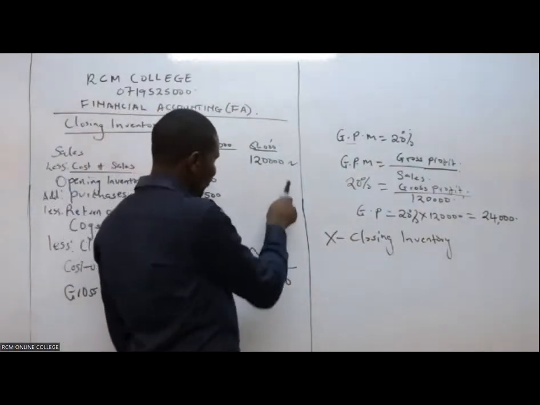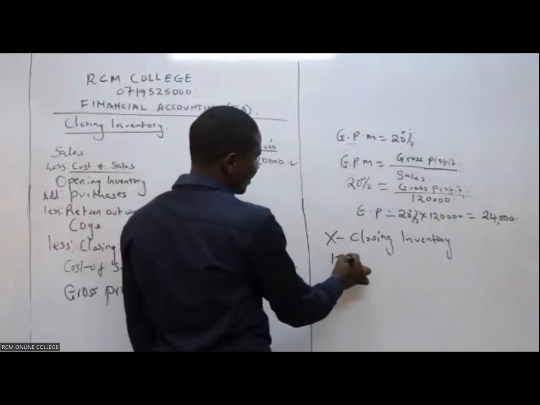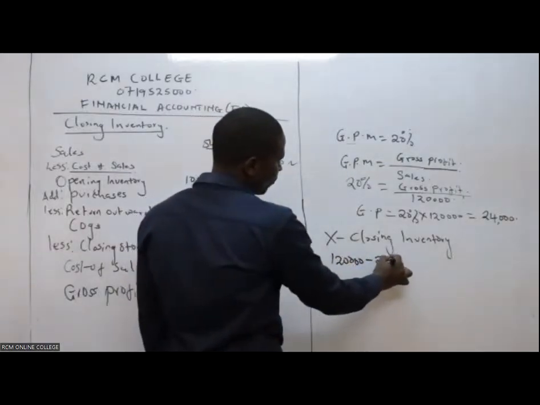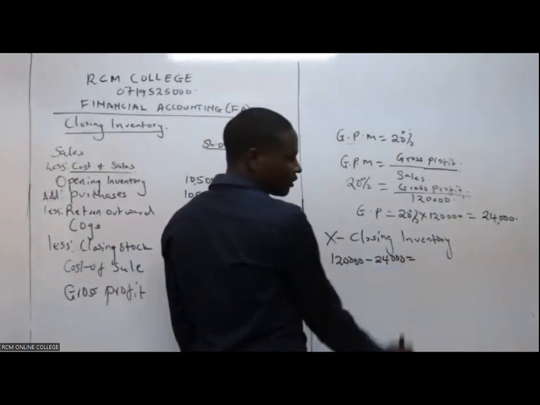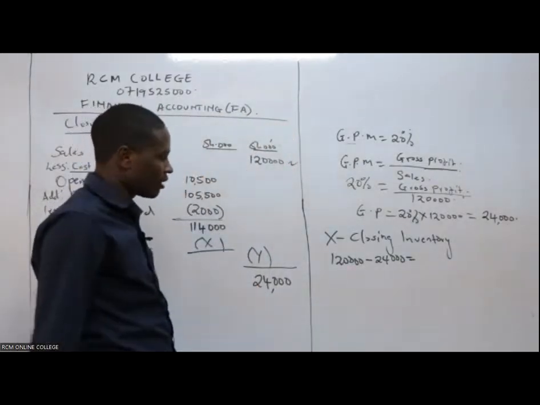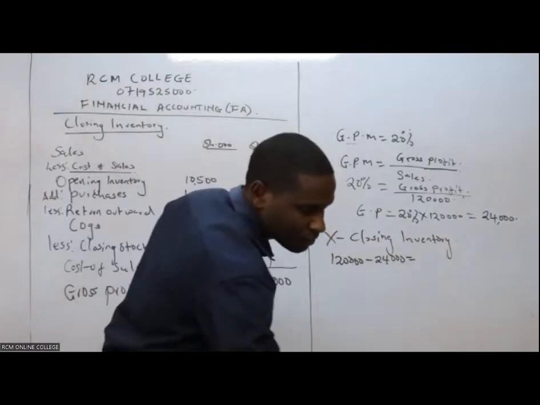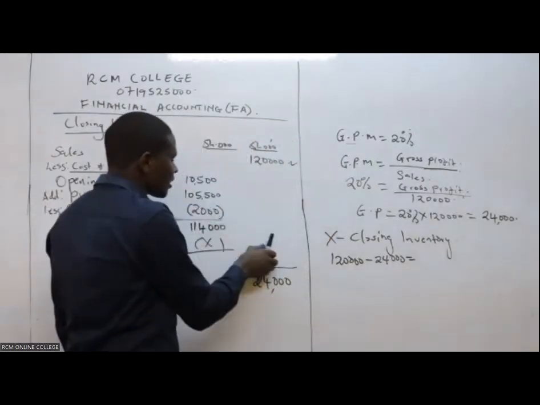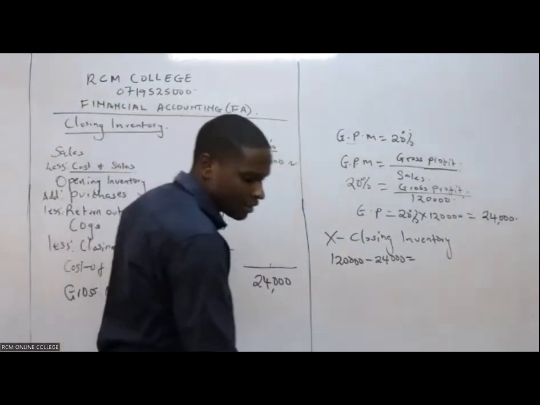So it is 120 minus 24. 120,000 minus 24,000. That will give you what? How much are you getting? A good student can give me this very fast. 96,000. So my Y there is 96,000.